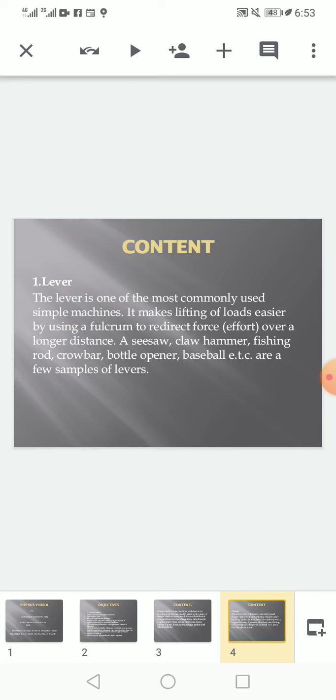We have lever. Lever is one of the most commonly used simple machines. It makes lifting of load easier by using a fulcrum to redirect effort over a long distance. So the most important use of a lever is that it makes lifting of load easier by using a fulcrum to redirect force over a long distance. Examples of lever are a seesaw, a claw hammer, a fishing rod, a crowbar, a bottle opener, etc. They are all examples of lever.